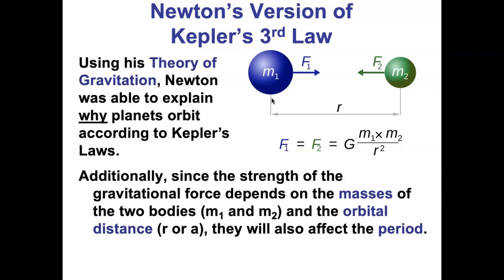And the gravitational force between a planet and the sun depends on the mass of the sun, the mass of the planet, and the distance between them. In Newton's equation, the orbital distance is called r, but in Kepler's laws, we call it a, the semi-major axis. R, a, they're both just two symbols for the same thing, the distance from the planet to the sun.